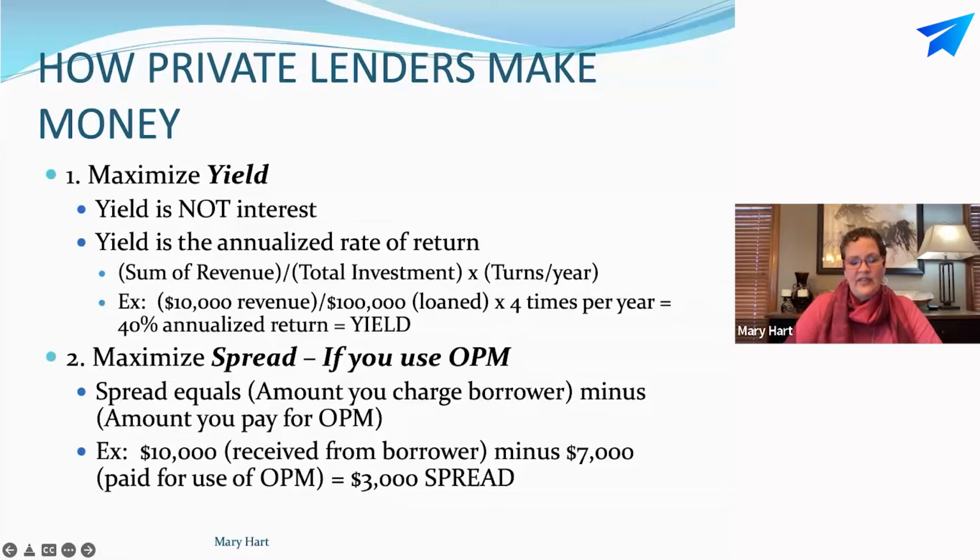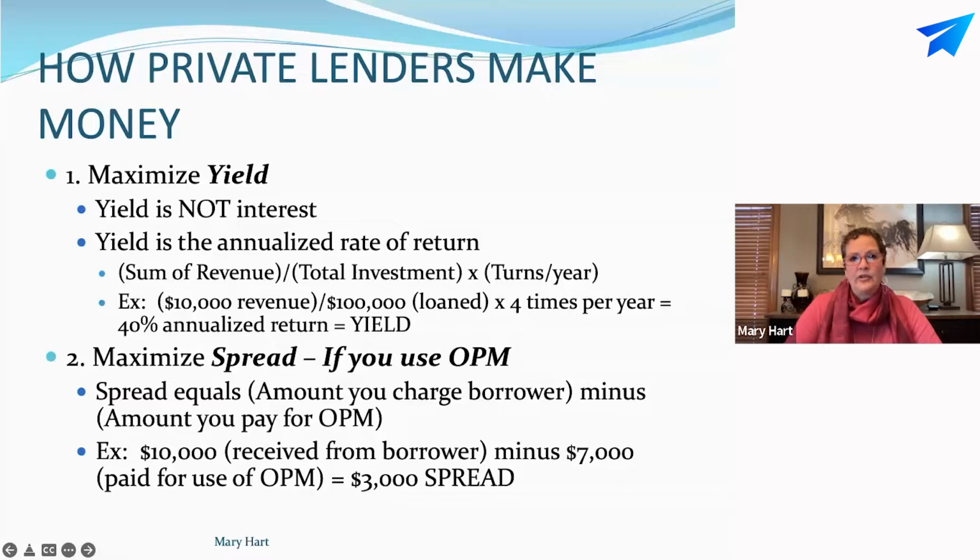But let's say I did that every 3 months. So I could take that 10% and multiply it by 4 quarters, 4 times. My yield annualized is now 40%. So that velocity of money, how many times you can turn over those same dollars within a year, can make a dramatic difference in your yield.